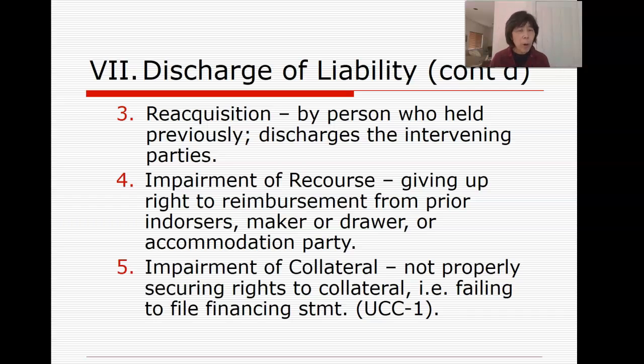Number 4, impairment of recourse. This would occur as a discharge if someone gives up their right to reimbursement.